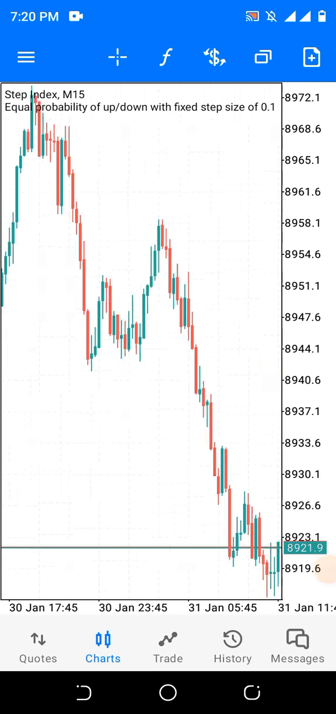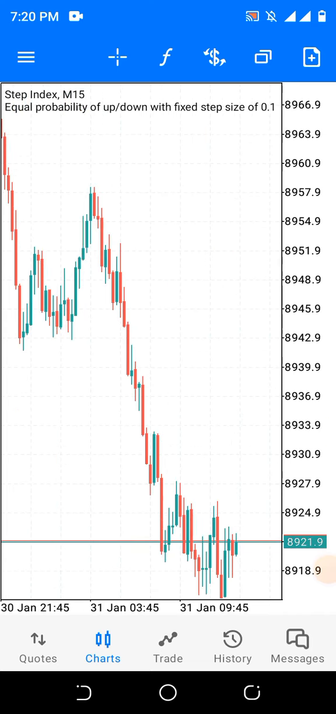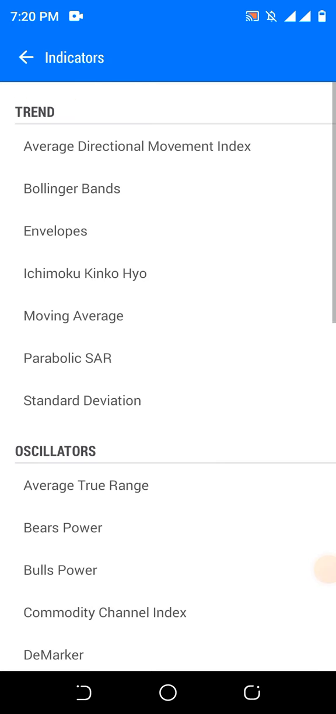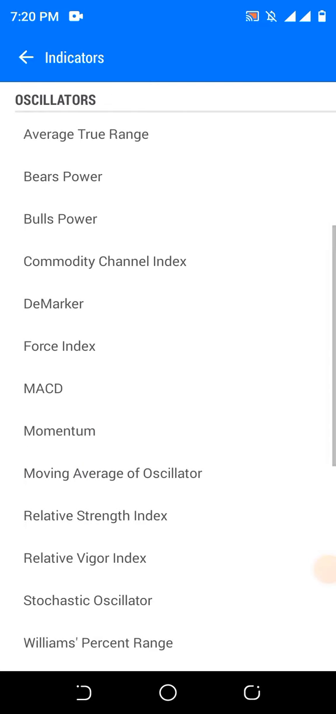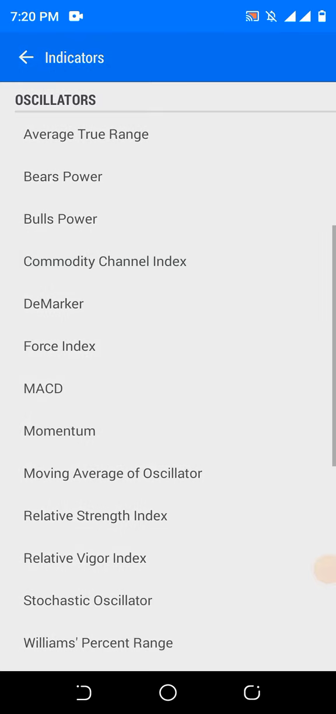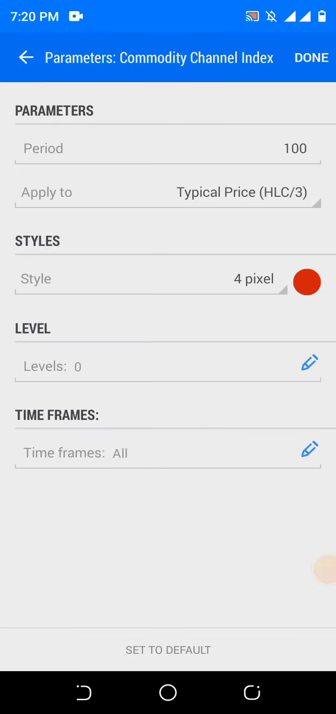The first thing is to hit on F, then the indicator we need is the CCI indicator. Click on the F block sign and locate the CCI indicator. Here is the CCI indicator, the Commodity Channel Index. You click on it. Now these are the default settings on your screen.